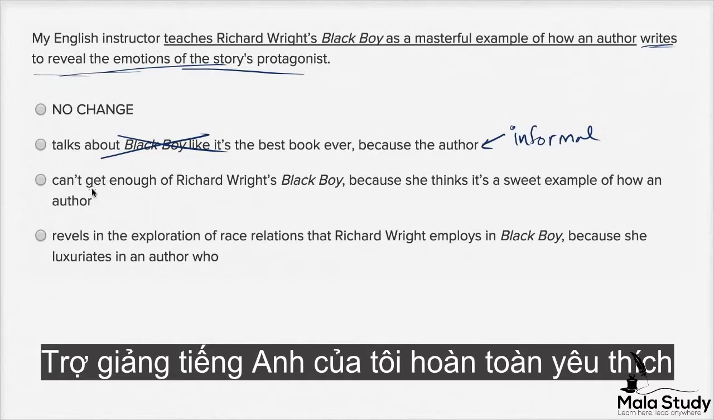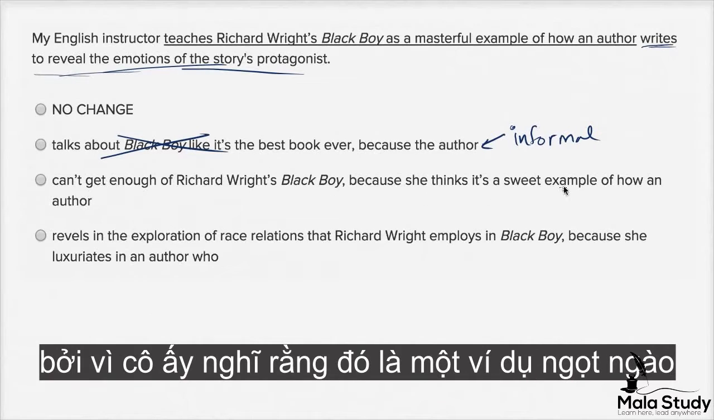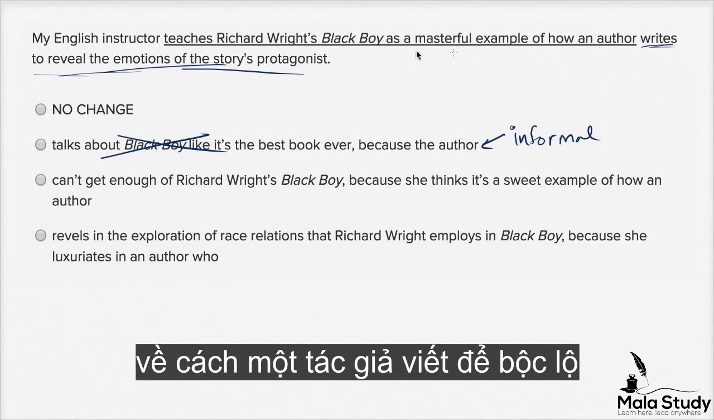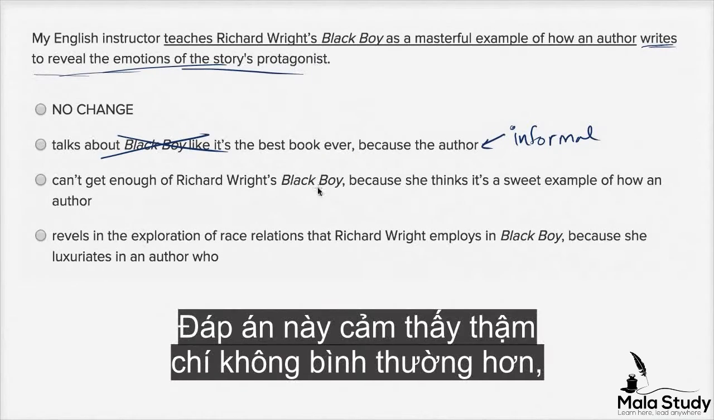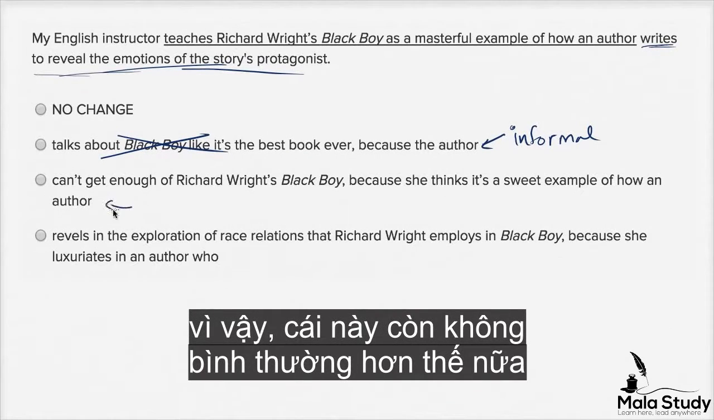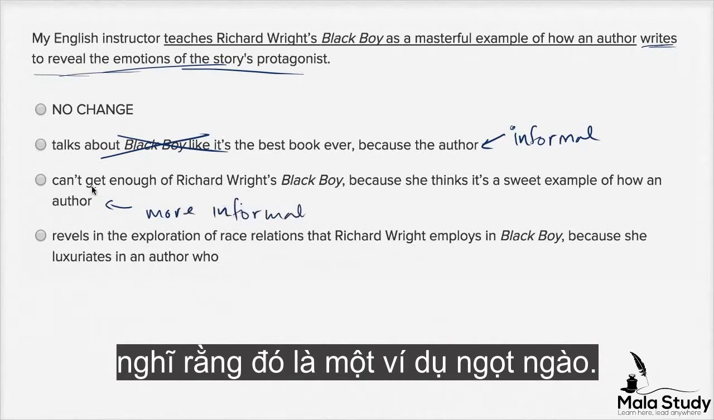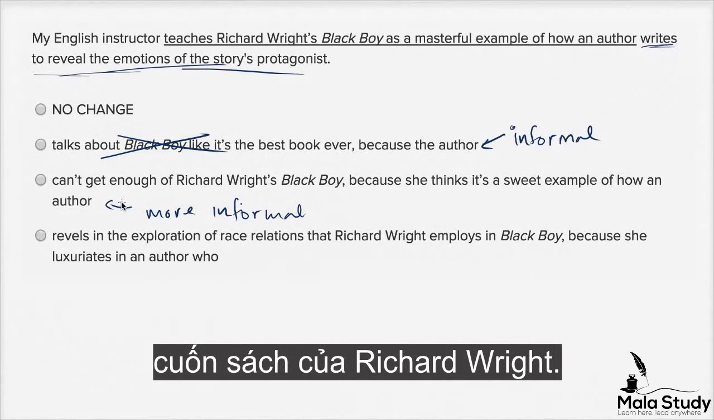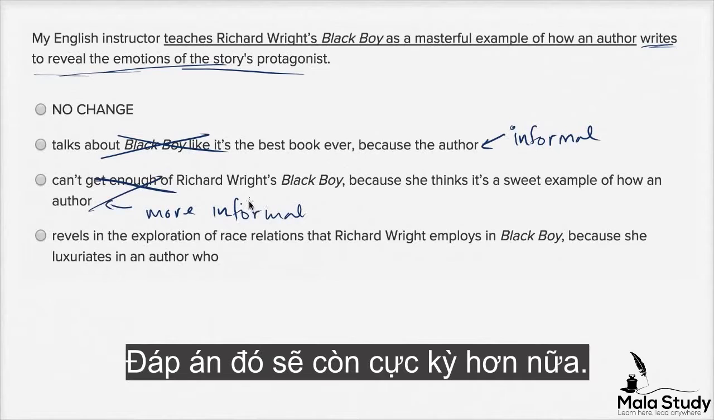My English instructor can't get enough of Richard Wright's Black Boy because she thinks it's a sweet example of how an author writes to reveal the emotions of the story's protagonist. So this one feels even more informal. You're saying because she thinks it's a sweet example. She can't get enough of Richard Wright's book. So this one I would definitely rule out. That's going even more extreme.